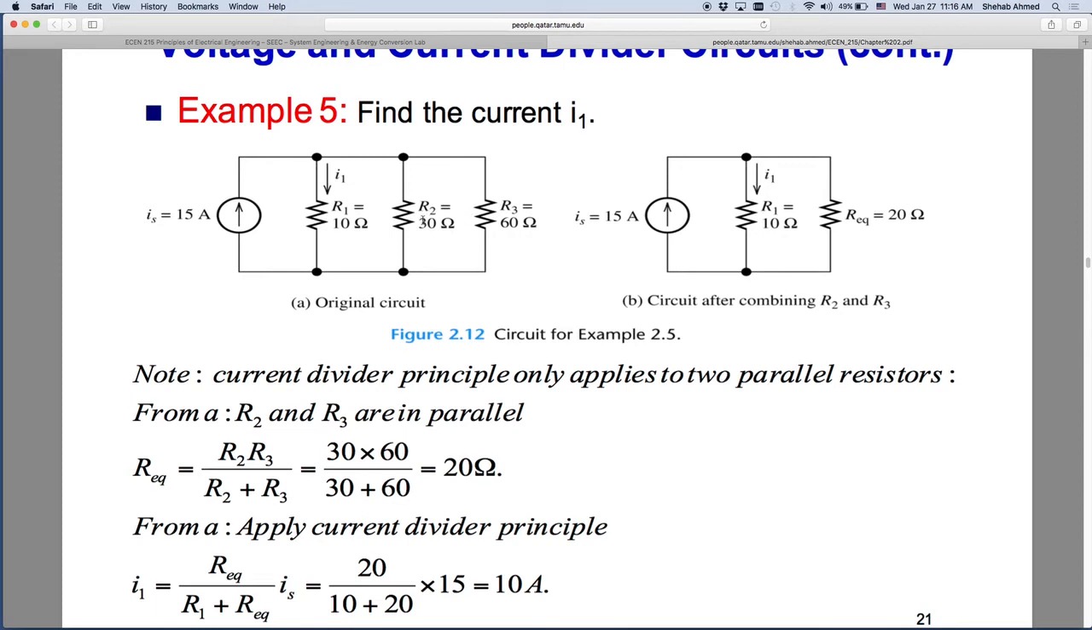So we first find the equivalent resistance of this 30 ohm and 60 ohm, which is this 20 ohm, and I won't attempt to do the math again, right? So 20 ohm here. This 20 ohm now is in parallel with this 10 ohm, which is where we want to find the current. So current divider rule says I1 is now equal to 15 amps multiplied by 20 ohms divided by 20 plus 10, right? Okay. 15 amps multiplied by 20 ohms over 20 plus 10.